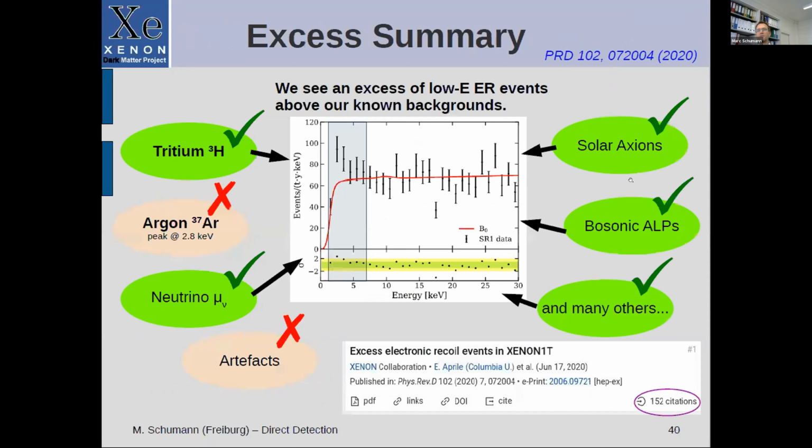So if you look at the summary, well, the excess is there. This is something that we are pretty sure about. It can be explained by many beyond the standard model things. It cannot be described by artifacts, and it can be described by tritium, but not by argon-37, which was also under discussion.